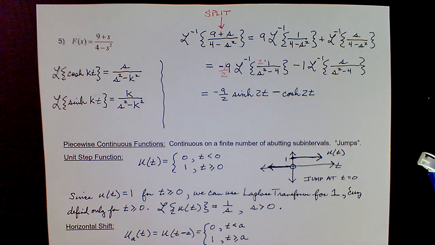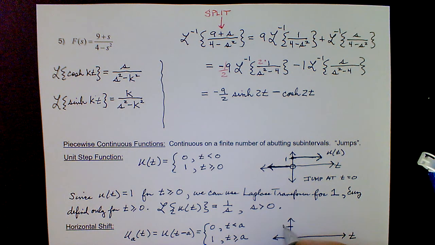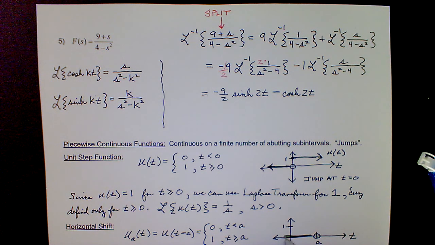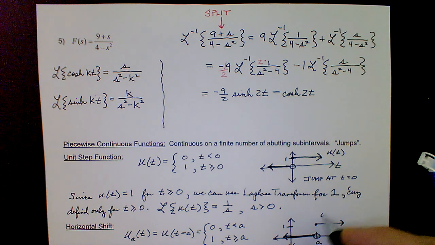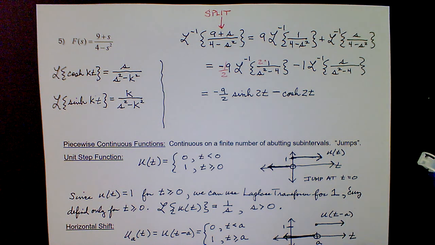And so if we sketch this graph, it's basically, as mentioned, just a horizontal shift. So here's our t-axis, and it's going to jump up to 1, but at some value of a. So when t is less than a, the function's 0, and when it's greater than or equal to a, the function is 1. And so this is a graph of u of t minus a. And so we're interested in the Laplace transform of this.